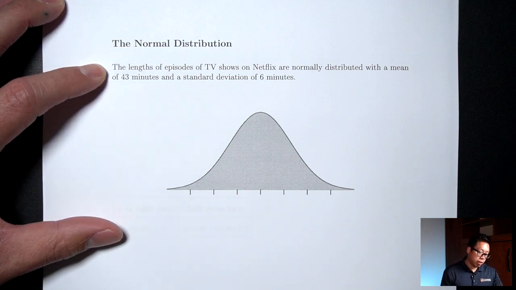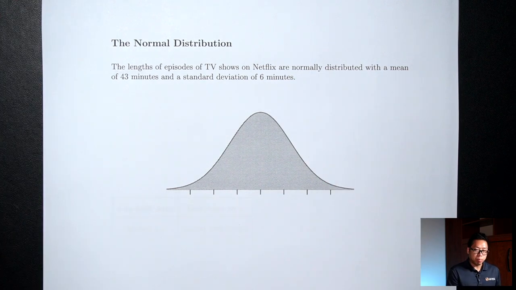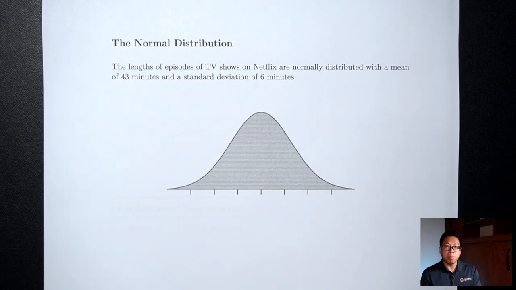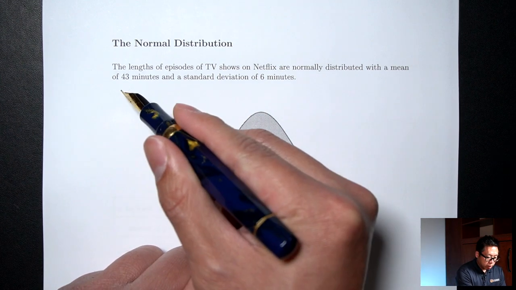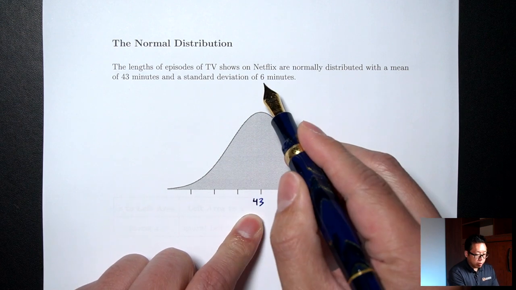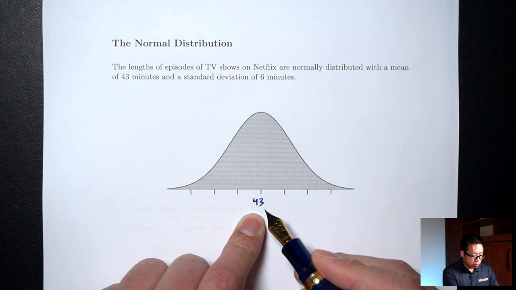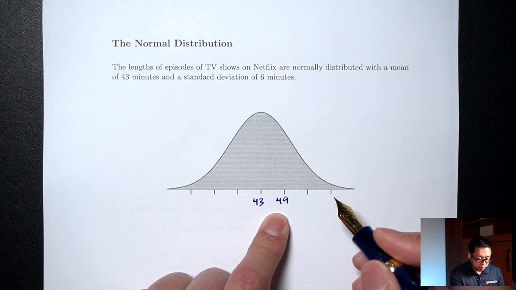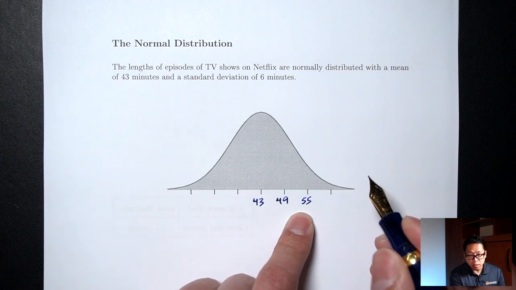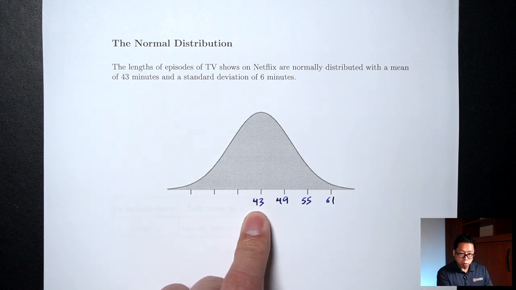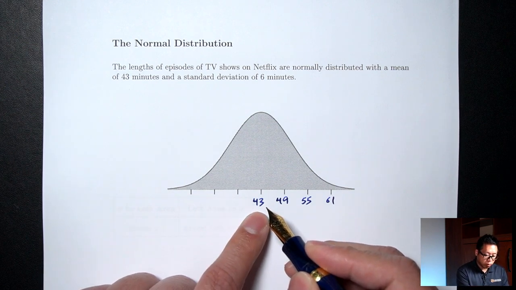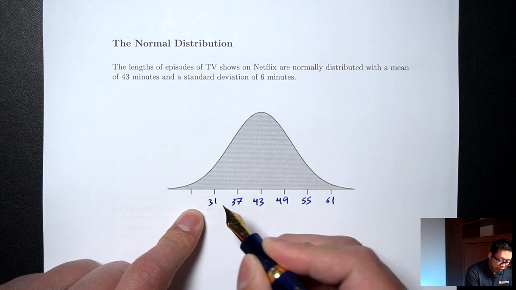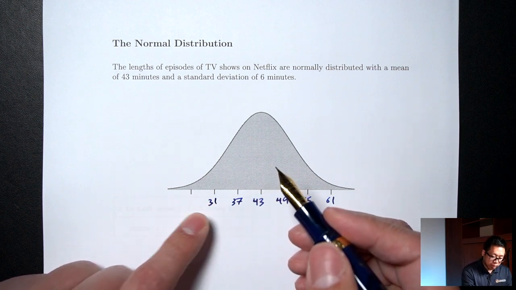The lengths of episodes of TV shows on Netflix are normally distributed. So all that means is that the probability distribution looks like this, with a mean of 43 minutes and a standard deviation of 6 minutes. So to use the empirical rule, what we did was we put the mean in the middle. Mean here is 43. And then we use the standard deviation to go up 3 times and down 3 times. So starting with the mean plus the standard deviation, so 43 plus 6, that's 49, plus 6 again, that's 55, and then plus 6 one last time, 61. Going the other direction, 43 minus 6, that's 37, minus 6 again, that's 31, and then minus 6 one last time, 25.